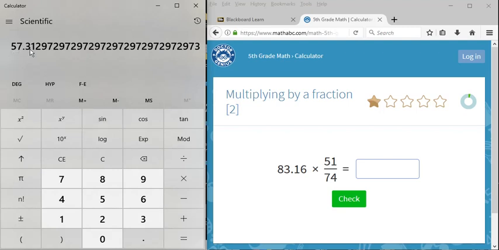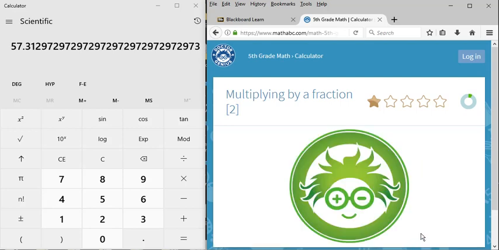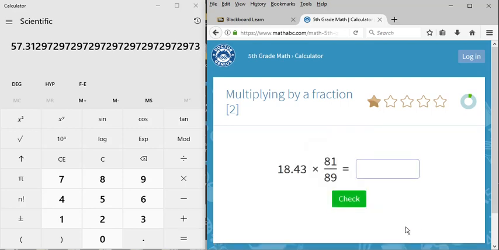To record my answer in the website, I'm only going to go to the hundredths place, so it'll be 57.31. Let's see if that's right. And then click check. Oh, and it got it right. And you can continue on doing the rest of the problems in the same way.